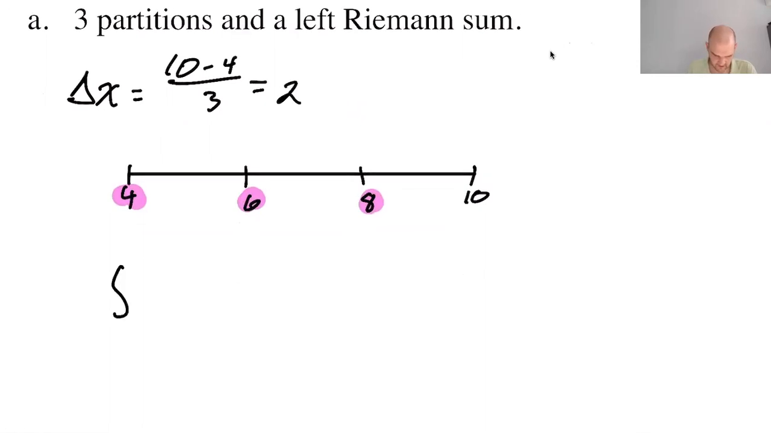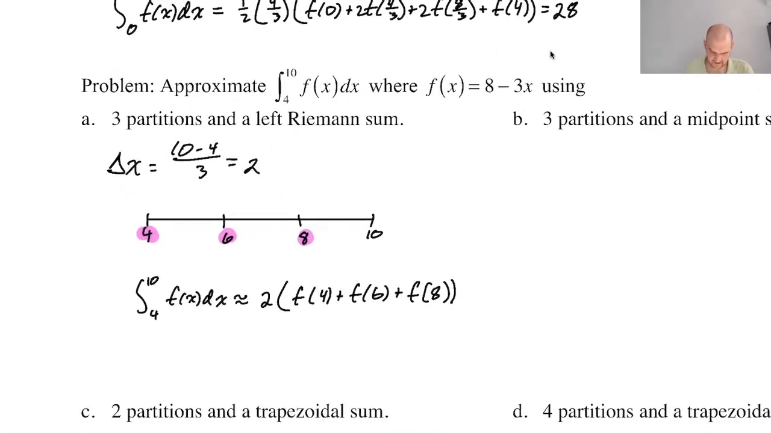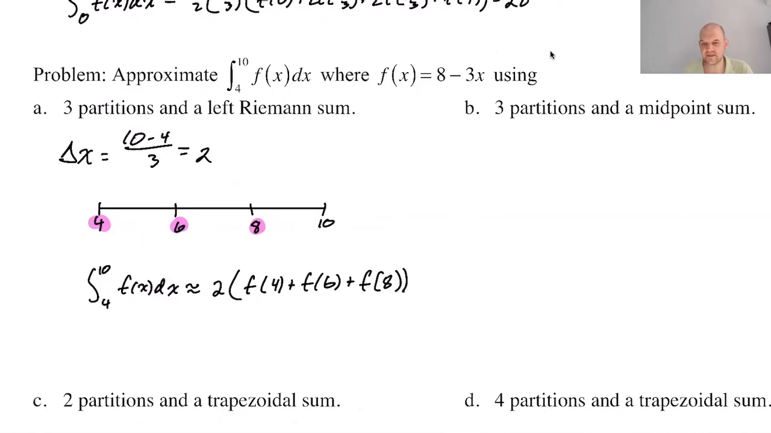So the integral from 4 to 10 of f of x dx is going to be approximately, each of them has a base of 2, and then it's f of 4 plus f of 6 plus f of 8. And we'll use a calculator at the end again. But there you go. That's it.